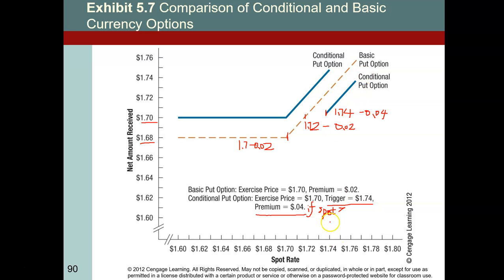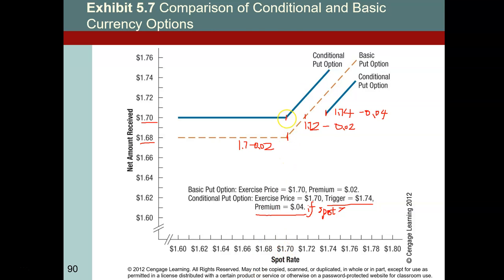Okay, what if the spot rate is lower than the trigger? We don't have a premium anymore. So when the spot rate is from 1.7 to 1.74, we still do not exercise the put option, we just sell at the spot rate. The amount we receive is from 1.70 to 1.74, and we don't need to pay the premium.